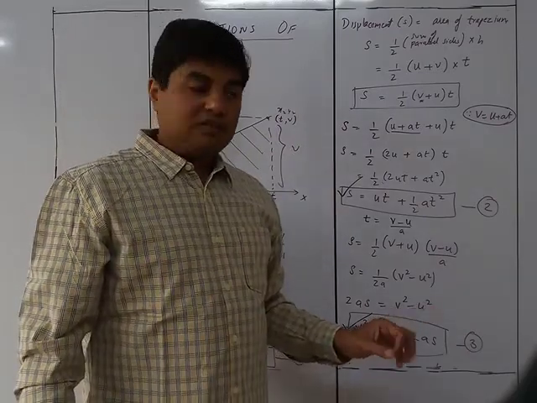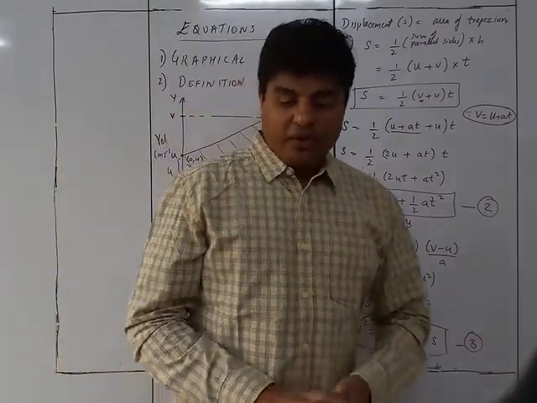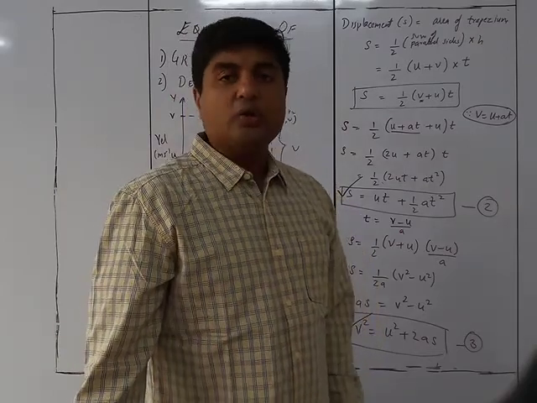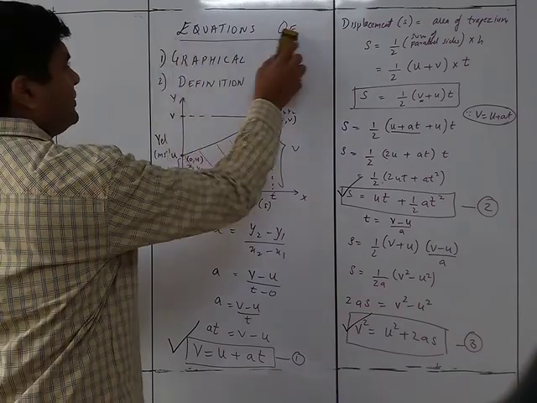Am I clear on this? So this is how we are going to do these sums, or the derivation of the equations of motion by graphical method. Now we go to the next part, and that is the definition method. So let's go to the definition method now.